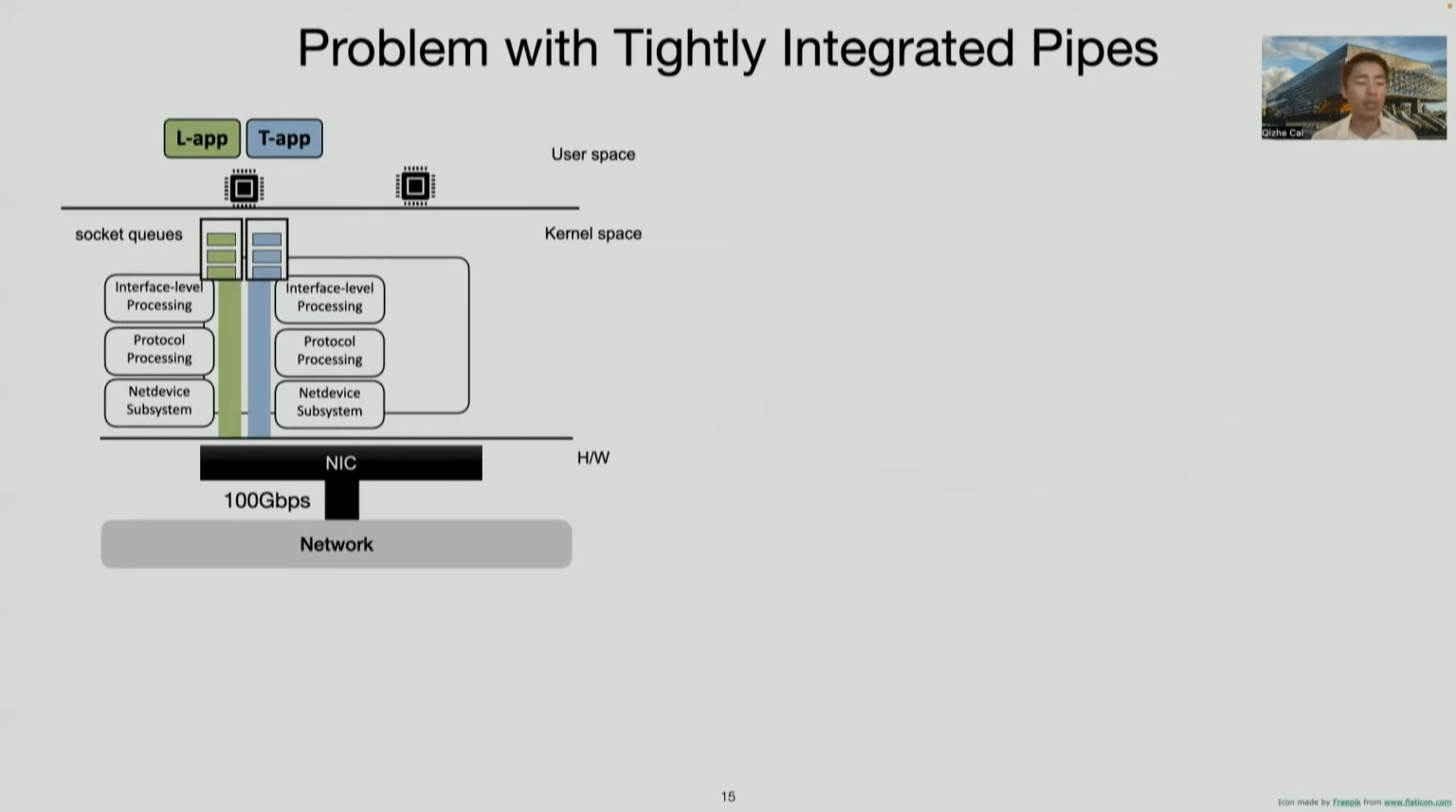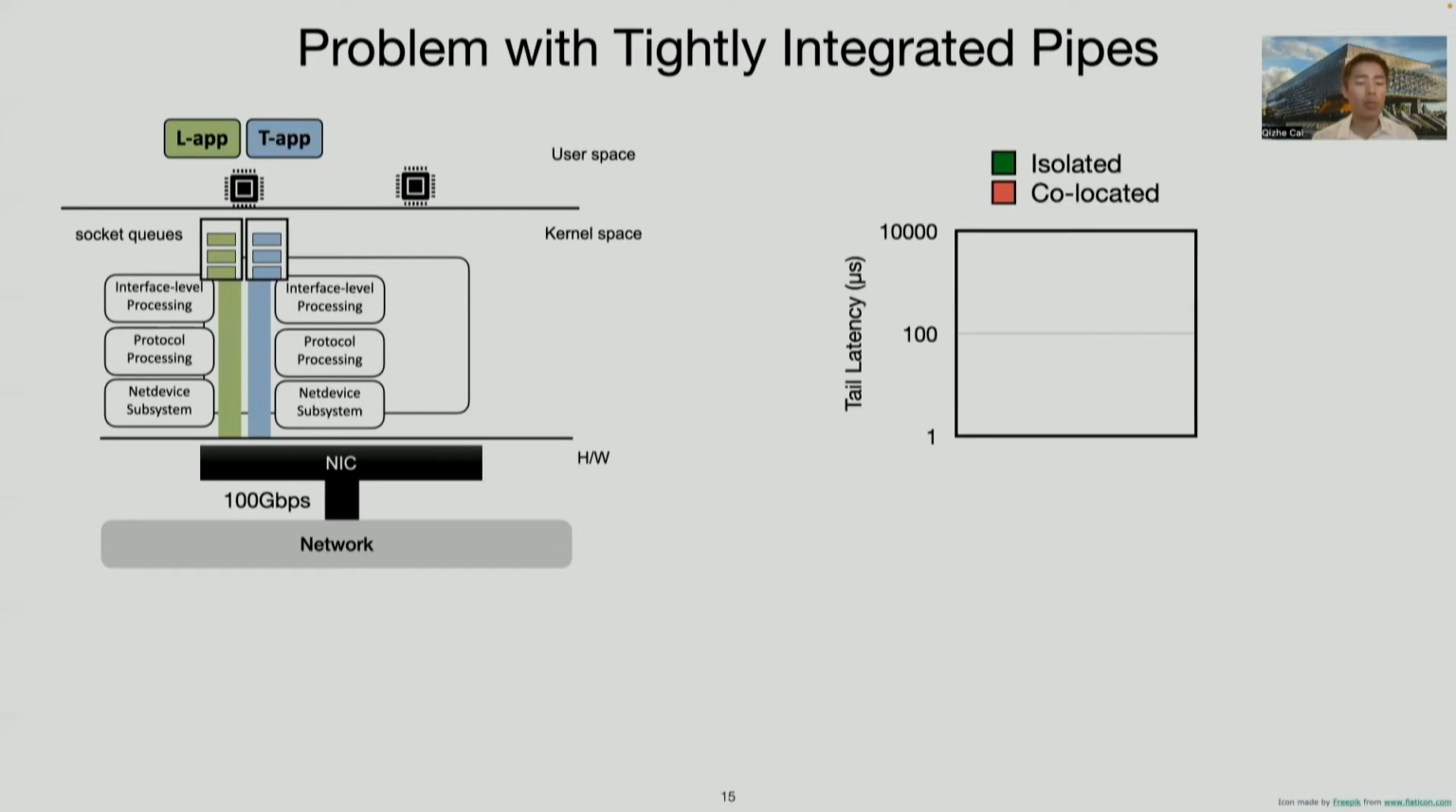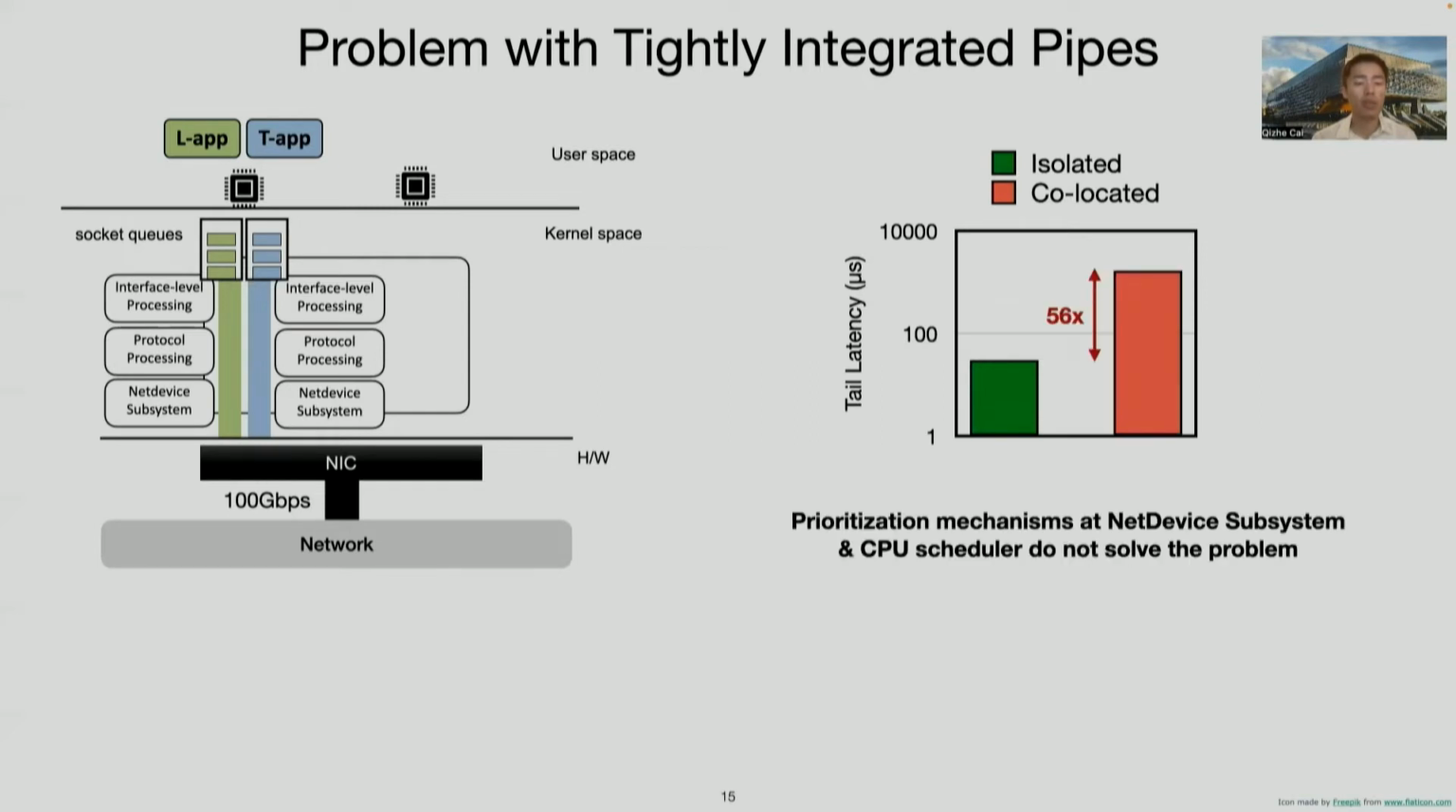In the next example, we have two applications, the L app, which is a latency-sensitive application sending small messages, and the T app, which is a throughput-bound application that's sending a long flow. Both of these are sharing the same CPU core. The following example shows the tail latency observed by the L app. The L app in isolation sees microsecond scale tail latency. However, when collocated with the T app, there is a 56x inflation in tail latency, and it jumps to the millisecond scale.